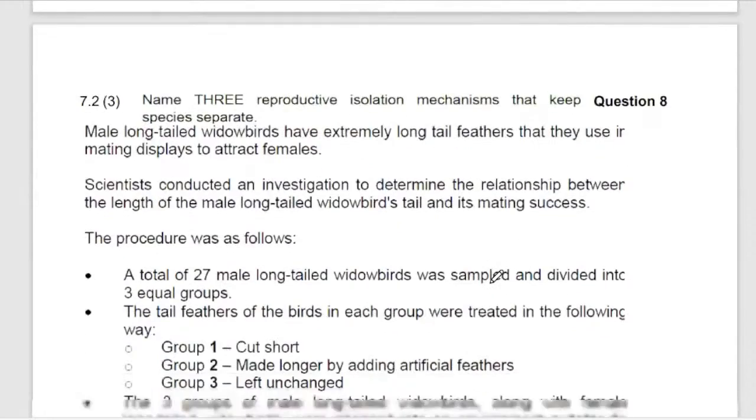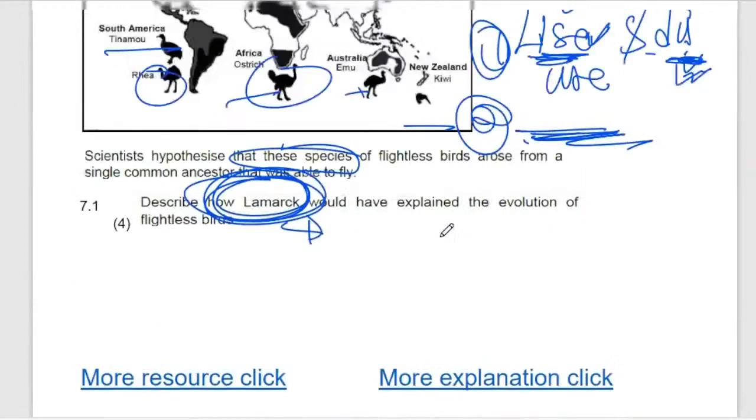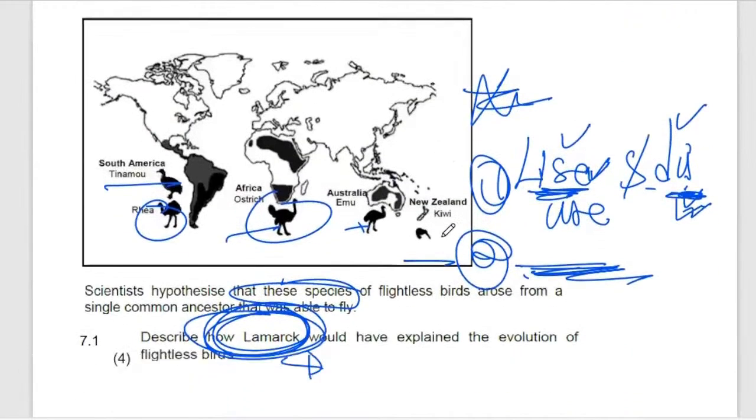Why is Lamarck's theory rejected? Organisms don't evolve because they want to. Now you have to tell us, in this case, that the flightless birds did not evolve because they wanted to evolve. You see, you are linking the question to what you know.